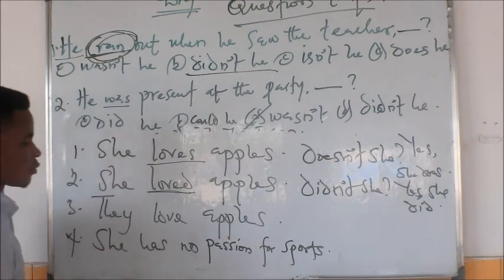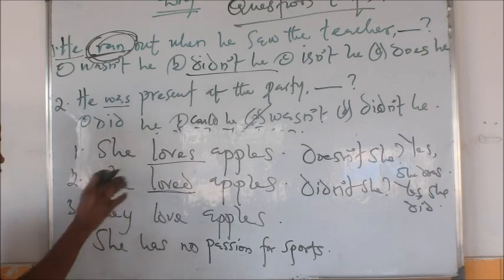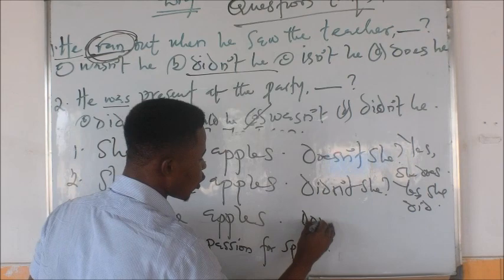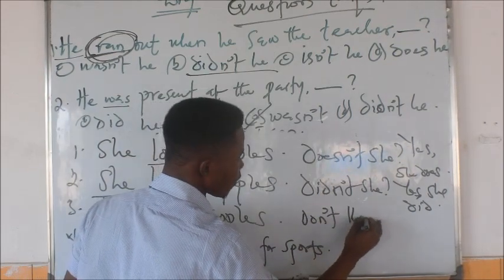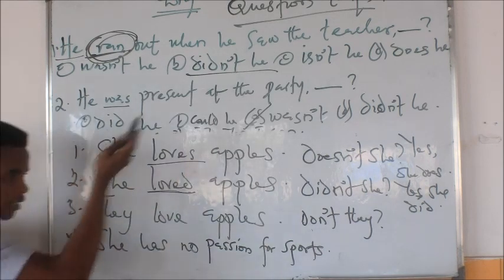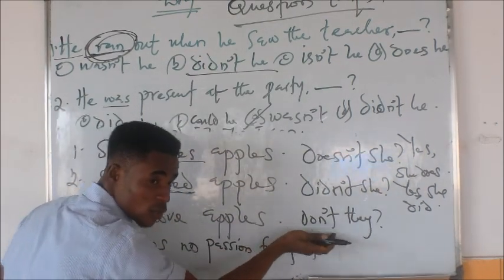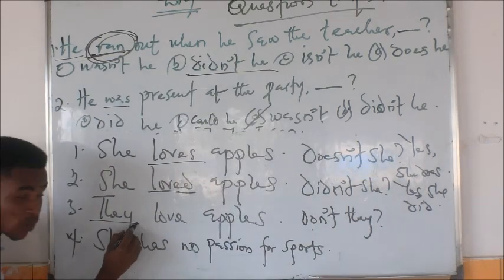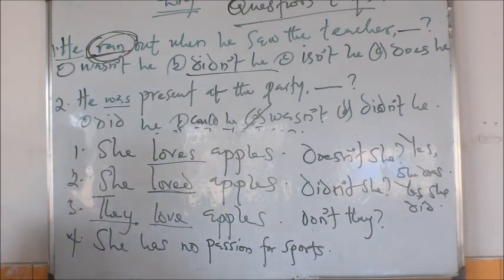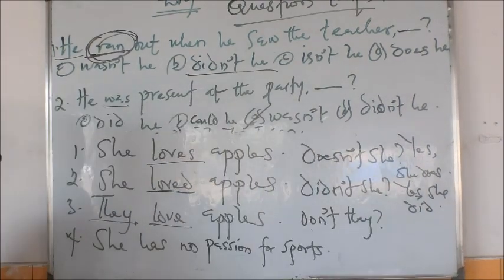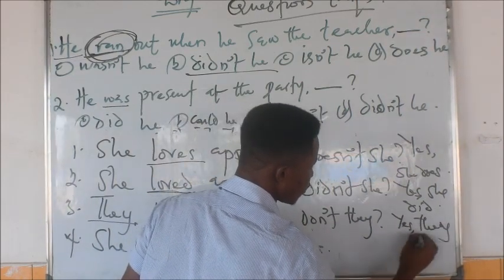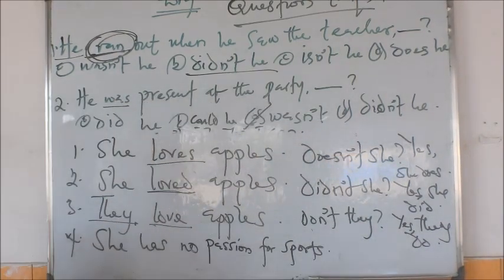They love apples. What are we going to have? Don't they? Why? We are using do. The statement is positive. Then it's going to have what? Do not, which is don't. Do you understand? Why? Because this guy is plural. Is that okay? And it makes this one also plural. So don't they? And the answer is going to be what? Yes, they do.